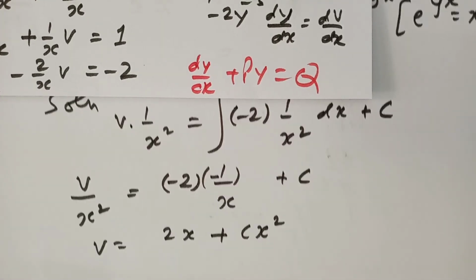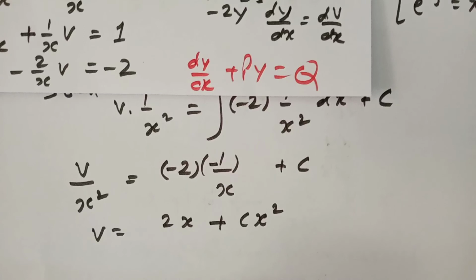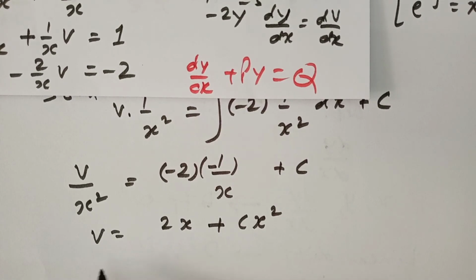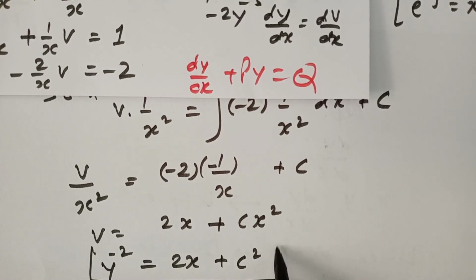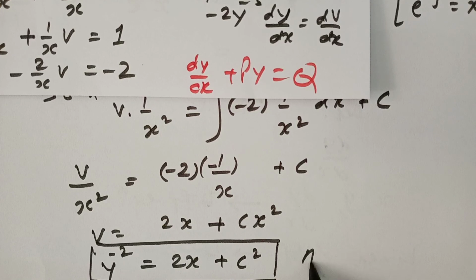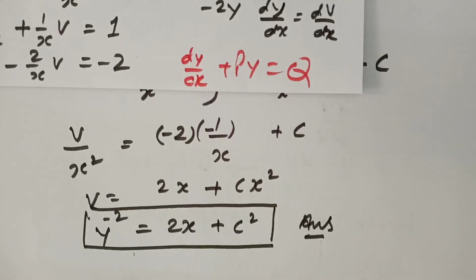Okay, now putting the value of v. What is v? v is nothing but y to the power minus 2. So this is equal to 2x plus cx square. So this is the answer. Okay, so this is the solution.